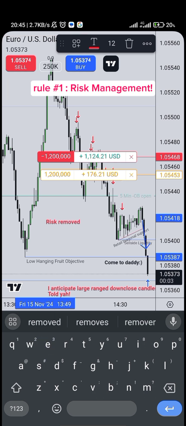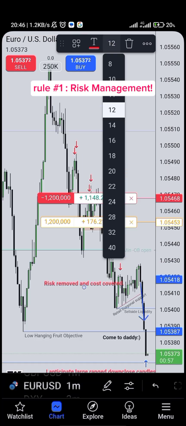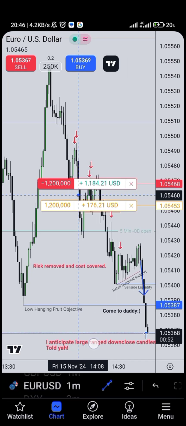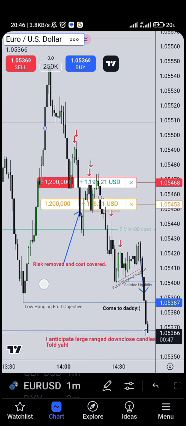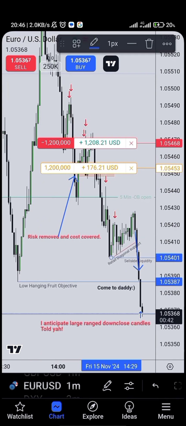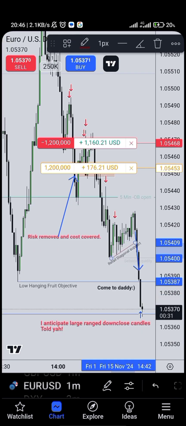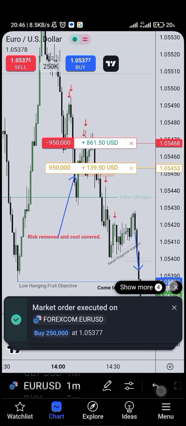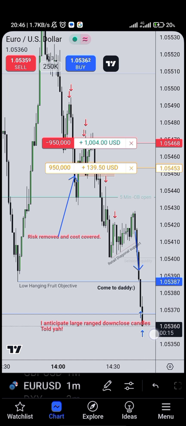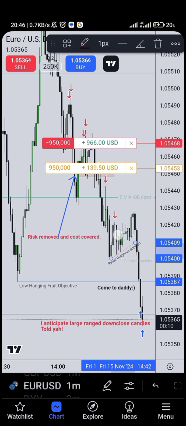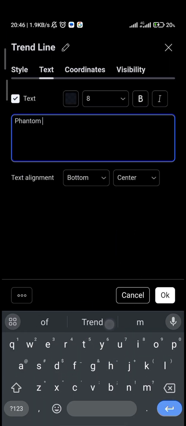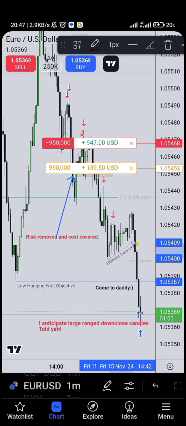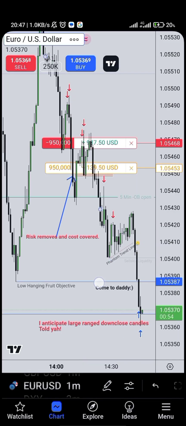So risks removed and cost covered right there. Plus, that's moving from a negative to a positive. Trail stop loss. So now I'm comfortable, but I'm watching something very closely. Look at this inefficiency here. If price returns there, I want to take a short. I just took more partials out now, but if price reaches this inefficiency, I want to go short. So I'm watching that.